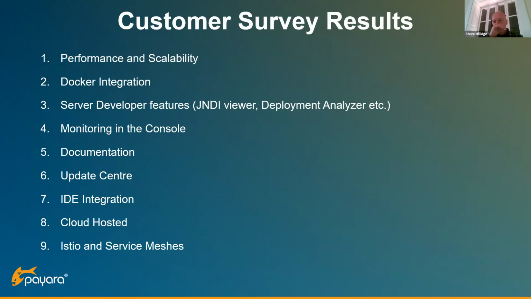We did a survey of our customers, and these are the top things that came out. Performance and scalability is number 1. Obviously, the same for everybody normally. Docker was the other big one, hence we're focusing on Docker, as you'll see. And then we had a lot of demand for developer features. We'll talk a little bit about that. And then the fourth thing was monitoring. So you'll see that we're trying to address all these top demands within our roadmap.